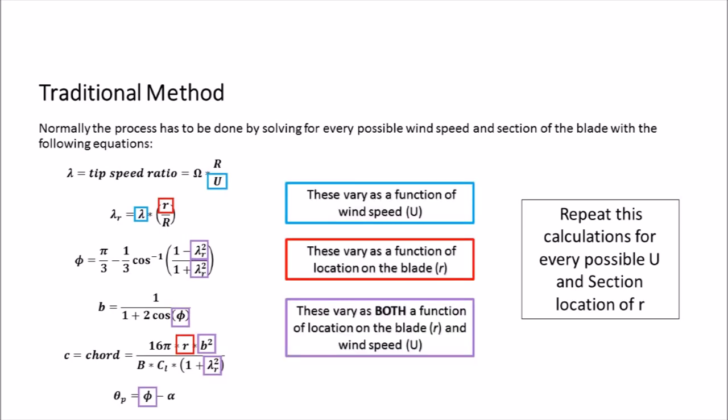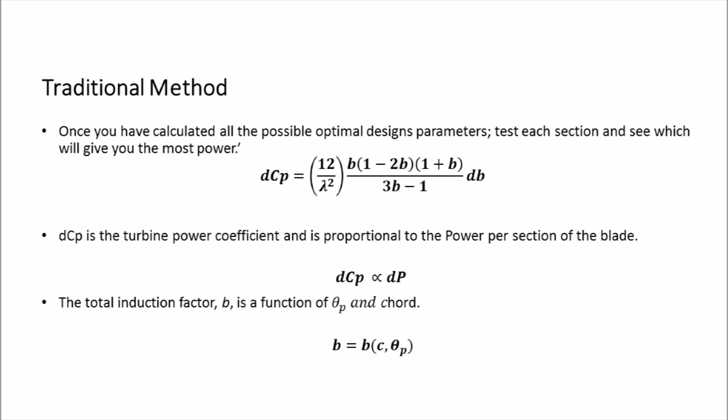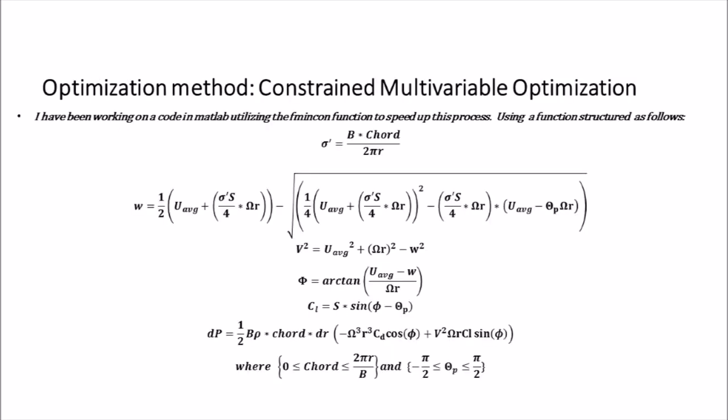As you can see by these boxes, they are actually quite dependent on U and R, your location and wind speed. So you can solve for an optimal chord length and theta P for any given speed in any given location, but then you have hundreds of different optimal designs which have to be compared using this dCP value to determine which will give you the best power. dCP is your turbine power coefficient, which is proportional to your dP, or your power, and that can be solved for by using your total induction factor, which results from a chord and theta P value. So by making this comparison, you can solve for your optimal design.